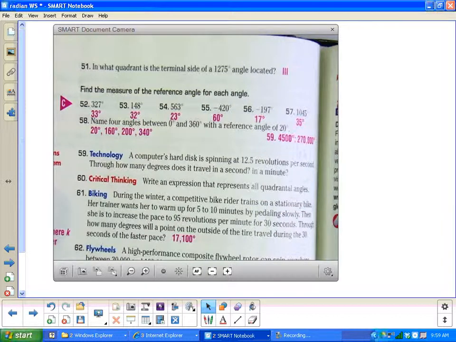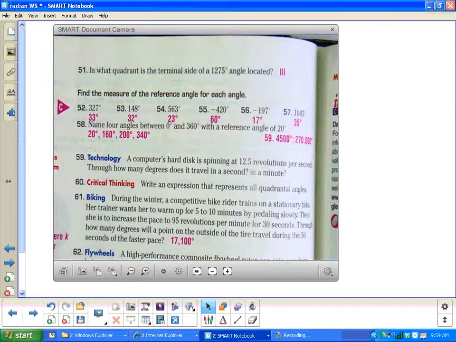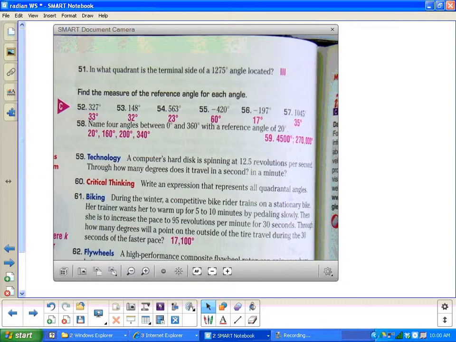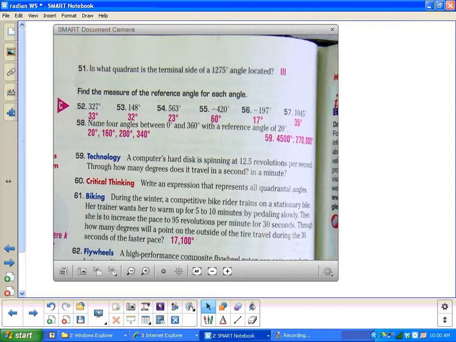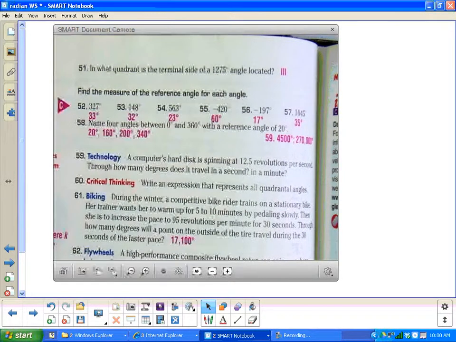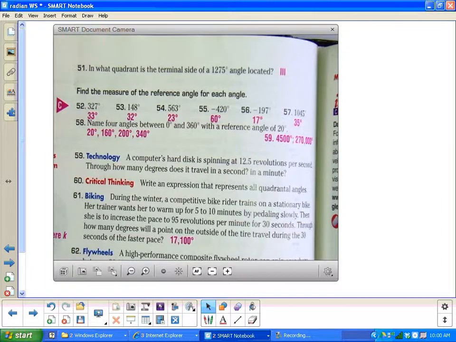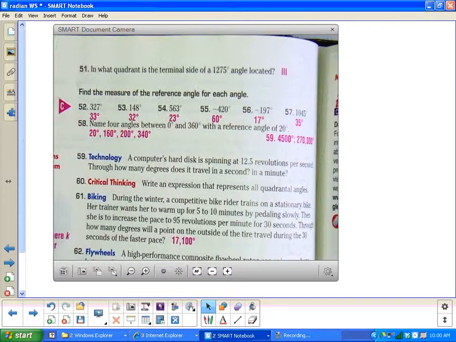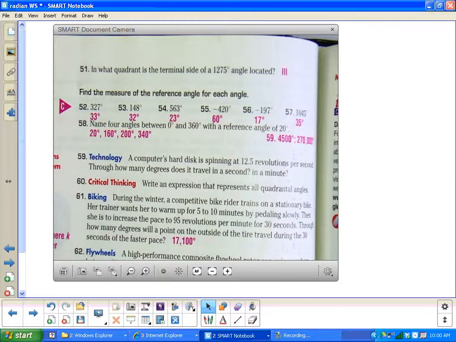All right. Now, let's go through the rules real quick. If my angle is in the first quadrant, I don't think there were any in the first quadrant there. Okay, there weren't. But anyway, if it's in the first quadrant, how do I find the reference angle? It's the same. All right. If it's in the second quadrant, 180 minus the angle. If it's in the third quadrant, angle minus 180. If it's in the fourth quadrant, 360 minus the angle.